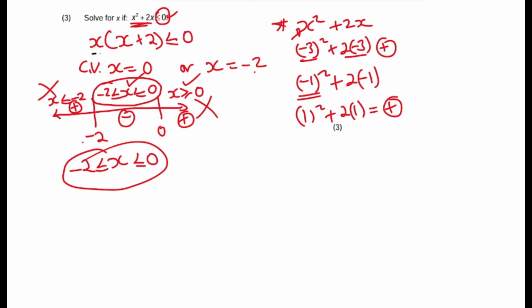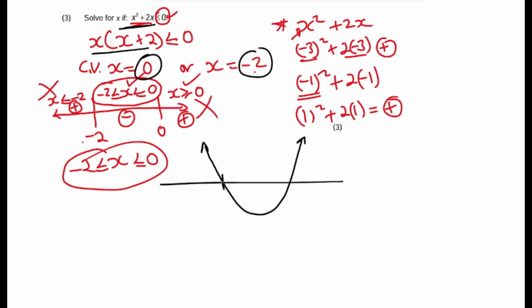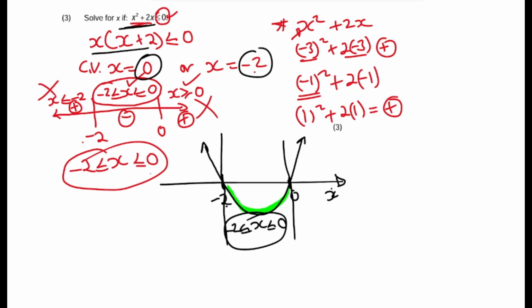There's another way of using the graphs, right? You know that this is a parabola, so it's concave up. It's going to be like this. The critical values are your x-intercepts, at -2 and at 0. Where is the graph less than or equal to 0? Where is the graph below the x-axis? Here, between -2 and 0. So x is greater than or equal to -2, but less than 0. That's an interval. So that's the solution there.